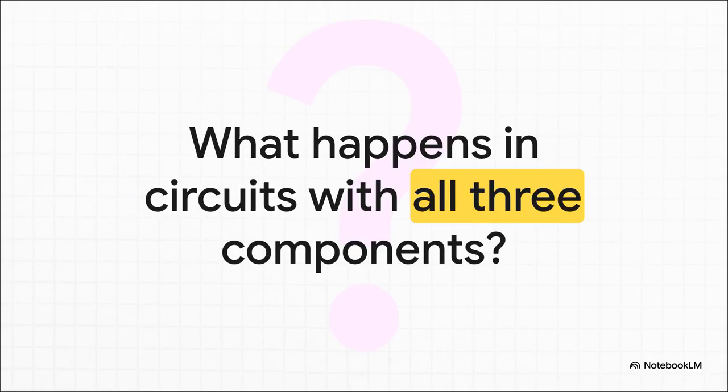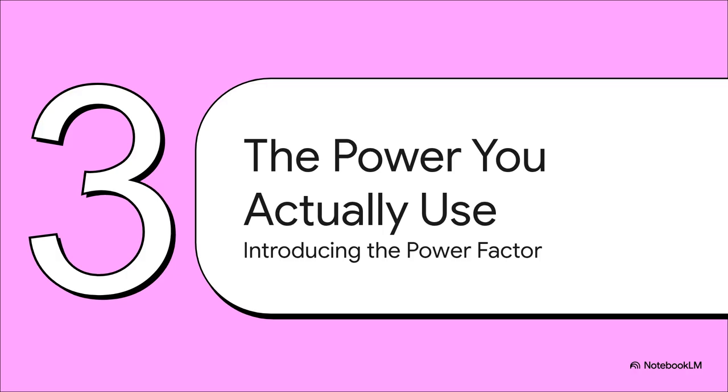Okay, so this brings up a really crucial question. If resistors are the only ones that actually consume real power, turning it into heat or light, and inductors and capacitors are just borrowing and returning energy, what on earth happens in a real-world circuit where you have all three mixed together? Well, the answer lies in a concept that is absolutely essential in the world of electricity. It's called the power factor. And what it does is it helps us separate the power that's doing real, useful work from the power that's just kind of sloshing back and forth, not really accomplishing anything.